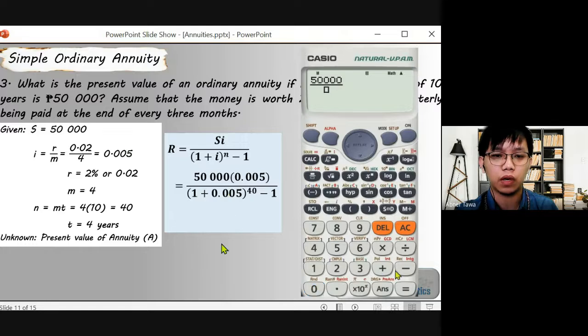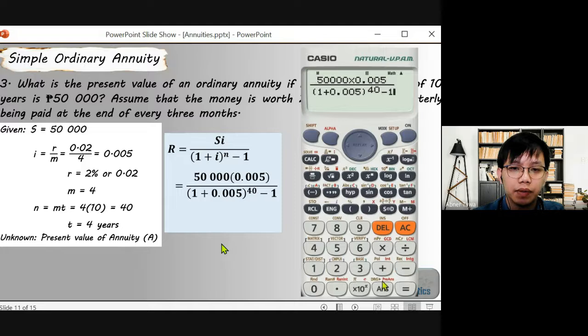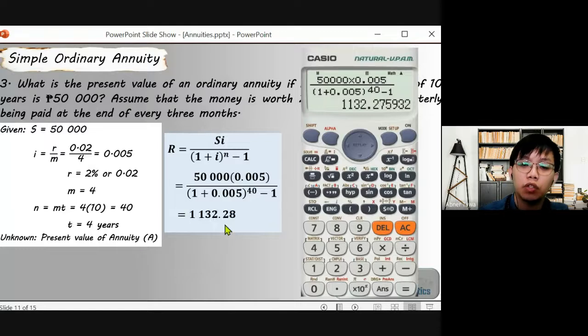50,000 times 0.005, all over 1 plus 0.005 raised to 40 minus 1. Okay, and our periodic payment is 1,132.28. So we are going to round our final answer here to 2 decimal places only.